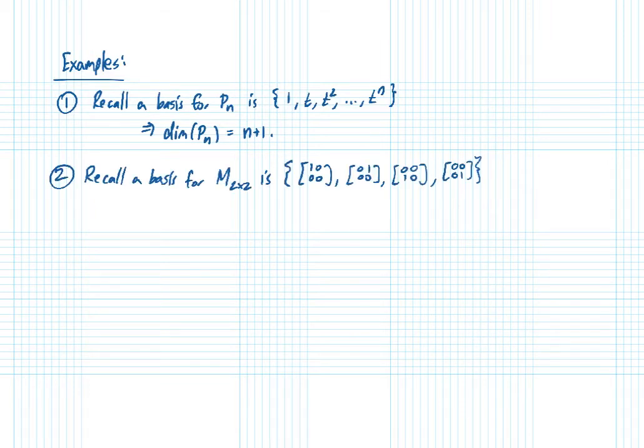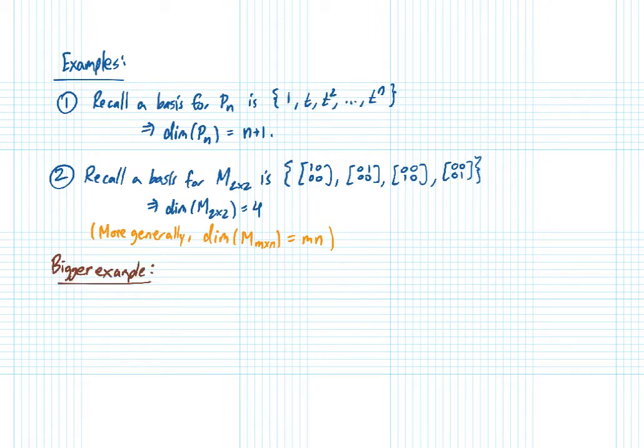So then also recall that a basis for the space of 2 by 2 matrices consisted of these 4 matrices with 1s in one entry and 0s everywhere else. And since there are 4 basis elements, this means that the dimension is 4. And I think once you understand that example, then you can see how more generally the space of m by n matrices would be m times n dimensional.